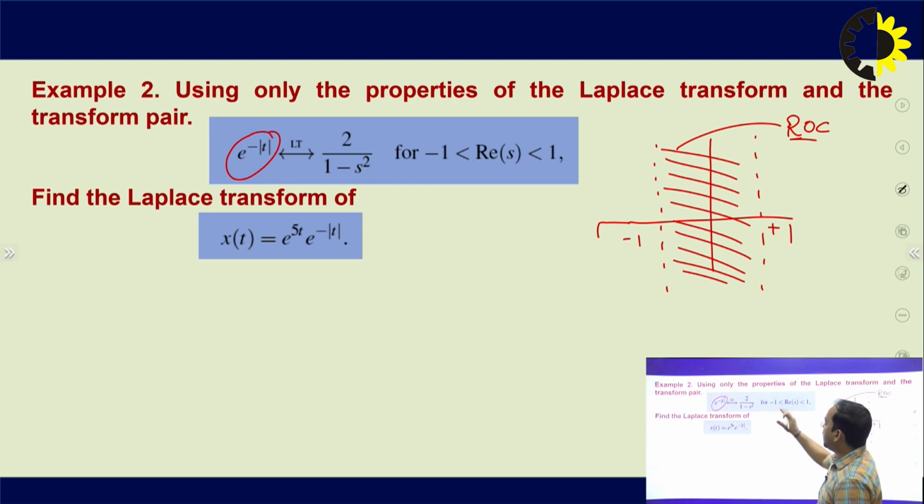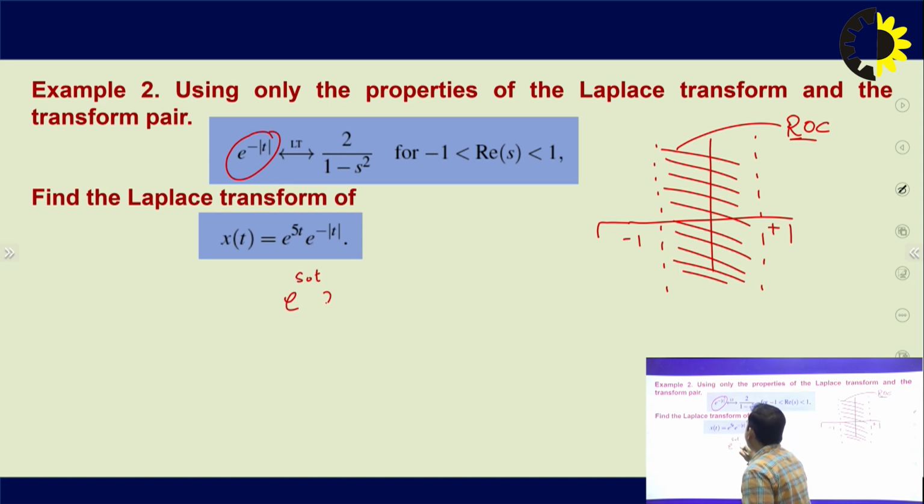Now we have to utilize this to calculate the transform of e raised to power 5t multiplied by e raised to power minus mod of t. So this is e raised to power s naught t multiplied by x of t.